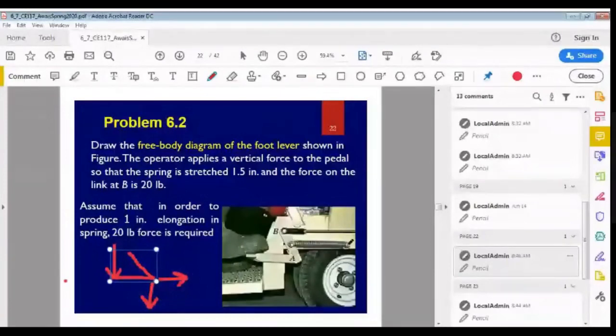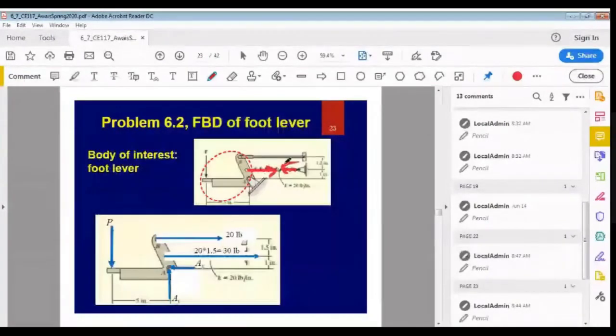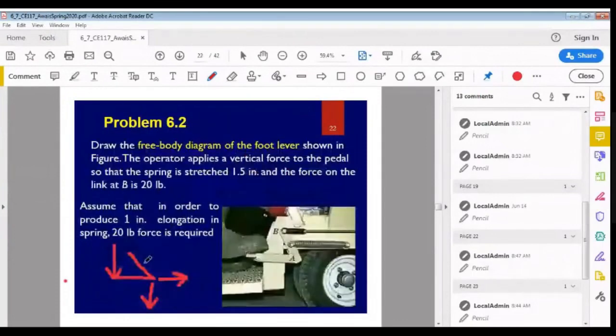Then there is this spring. So when I am removing this, when I am not showing the spring on this body, I have to show the corresponding force. And I have told you in this slide that the spring is in tension. So this is the direction of the force in the spring. So I will show a force due to the spring. And then I will show the force due to the link. This force is the applied load and it is not given in the question. So this is an unknown force. I'll call it P.